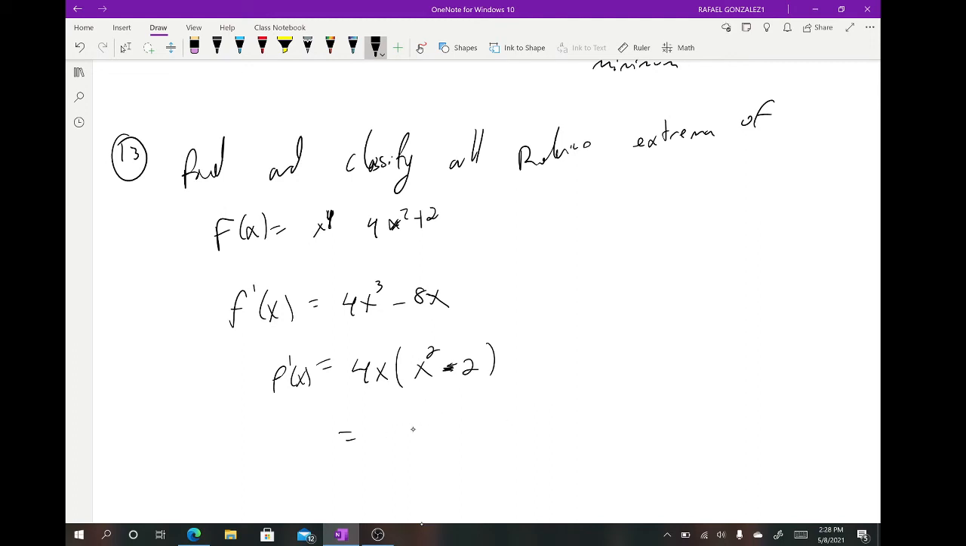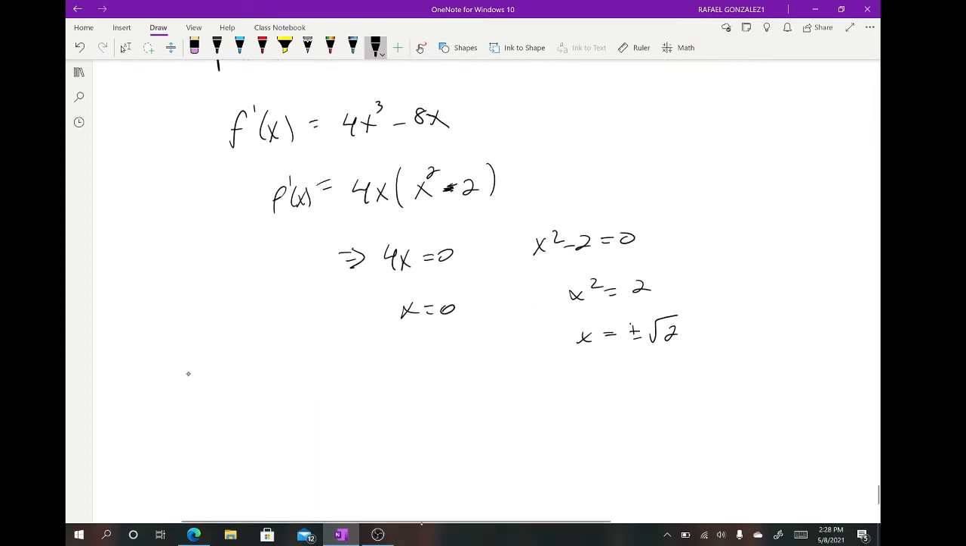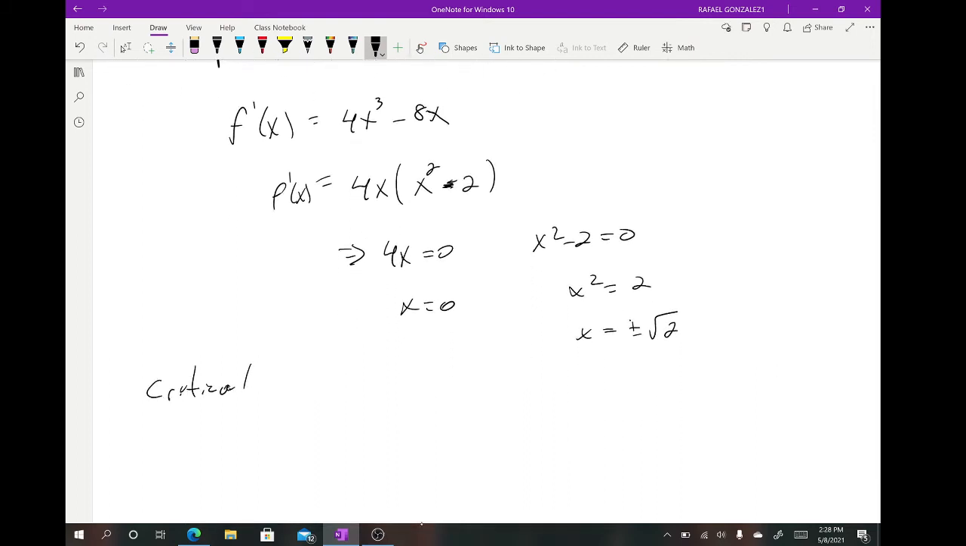We have to solve for when 4x is equal to 0 and for x squared minus 2 is equal to 0. So 4x is equal to 0 when x is equal to 0, and x squared minus 2 is equal to 0 when x is equal to plus or minus radical 2. Okay, so now we have our critical values. They are x equals 0, minus radical 2, and radical 2.